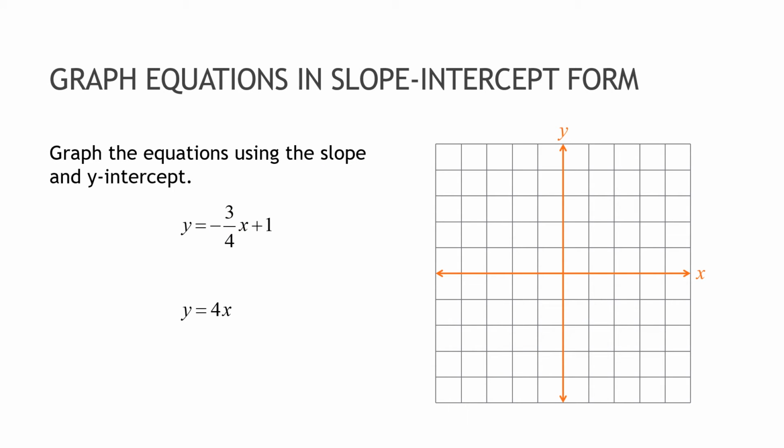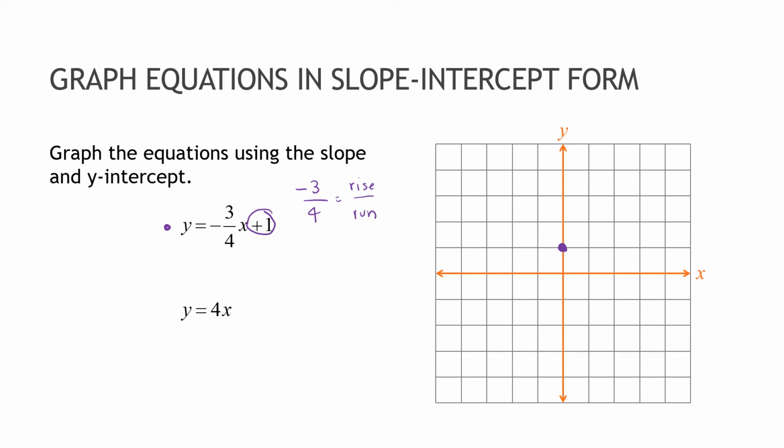So here are 2 more for us to try together. First one I'm going to do in purple. And this one says start at +1 on the y-axis. Again, we always start on the y. Why? Because I said so. And then we have a slope here of negative 3/4, which is my rise over run.